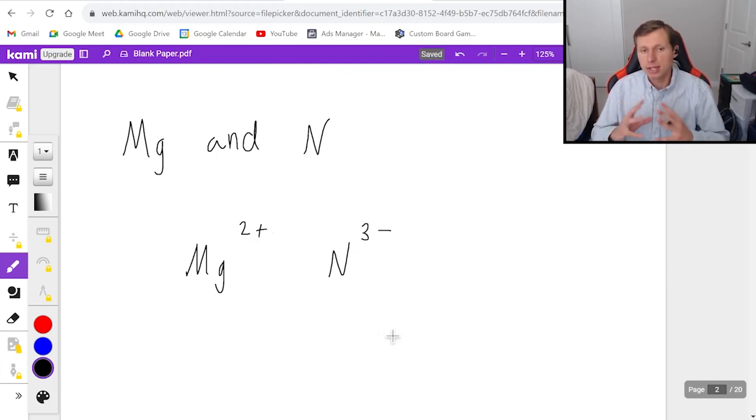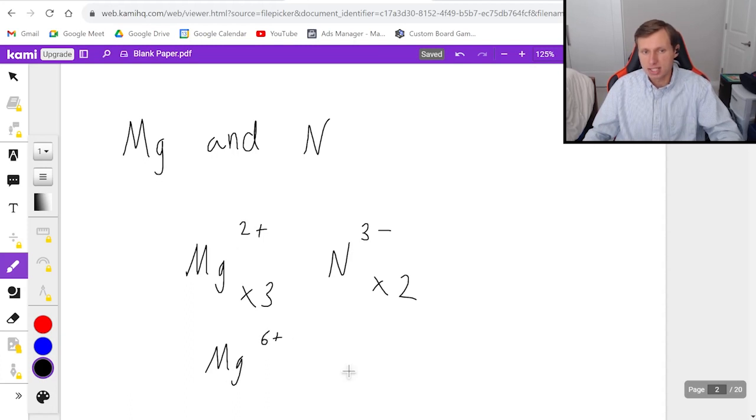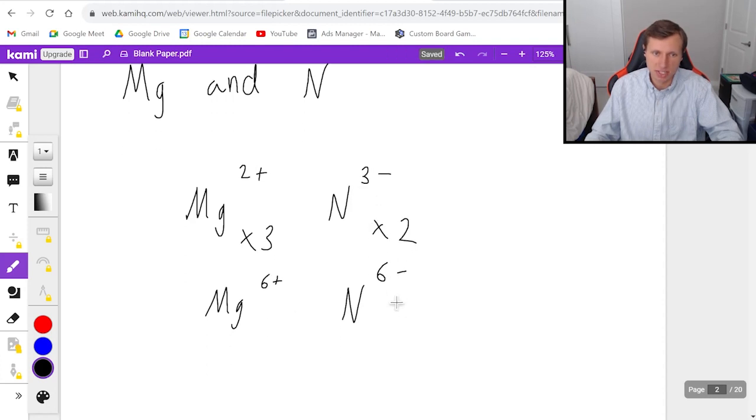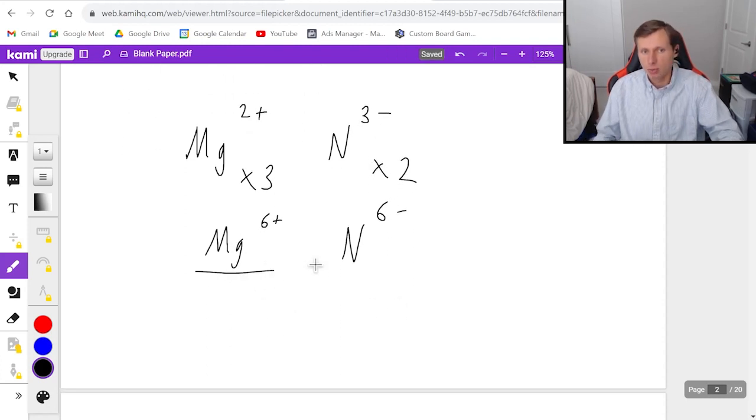Now if I want to combine these two to make the net charge 0, which is what I want, it's kind of like a math question now. I just ask myself, what do I multiply by magnesium to get the charges to cancel out? And the answer is I'm going to multiply magnesium by 3 and I'm going to multiply nitrogen by 2. And look what happens when I do this. It's going to be like magnesium 6 plus and nitrogen 6 minus, because 2 times 3 is 6, 3 times 2 is 6. Keep in mind you would never actually write it like this. I'm only showing this for demonstration purposes.